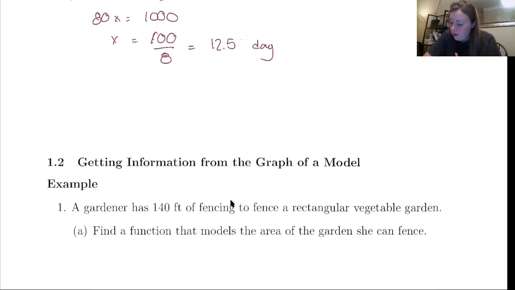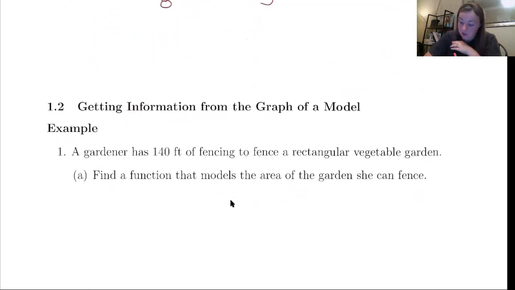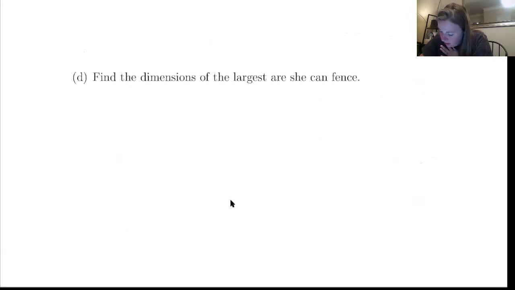Okay. So now we're going to get information from the graph of models. So I think this is our last problem.